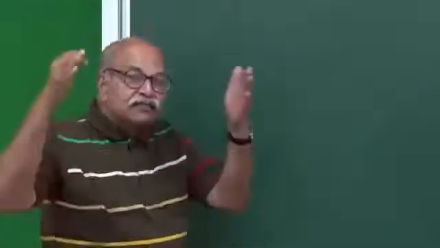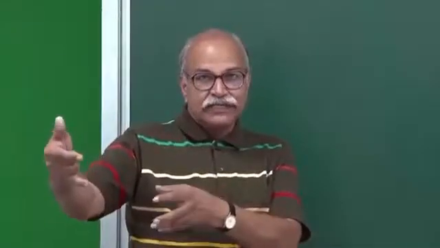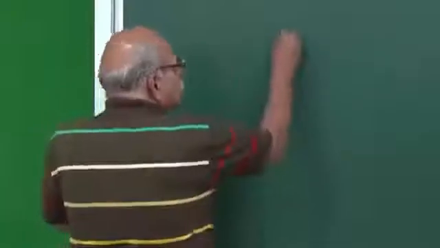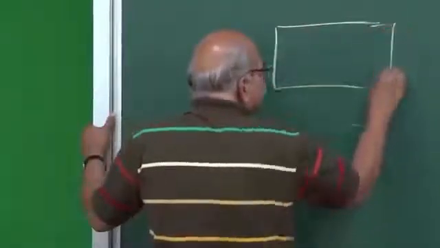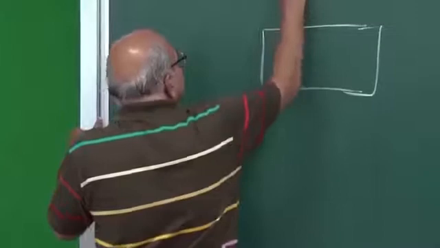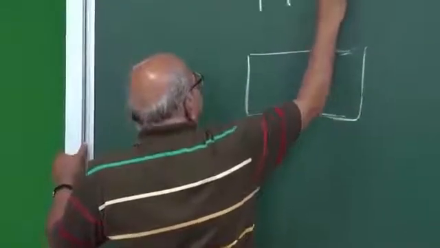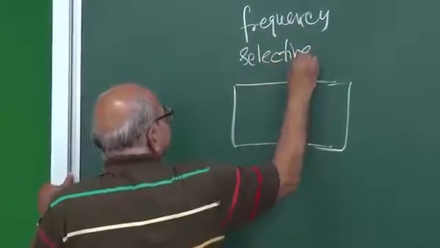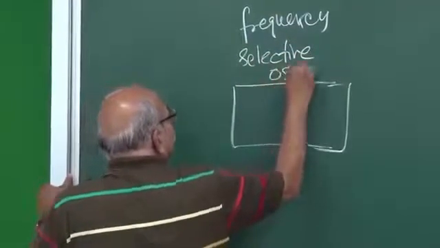So together with this frequency selective oscillating circuit, you need an amplifier, that's one, and then part of that amplified signal or voltage must be brought back and added to this oscillating circuit. So the block diagram will be like this. This is your frequency selective oscillating circuit. Why frequency selective?